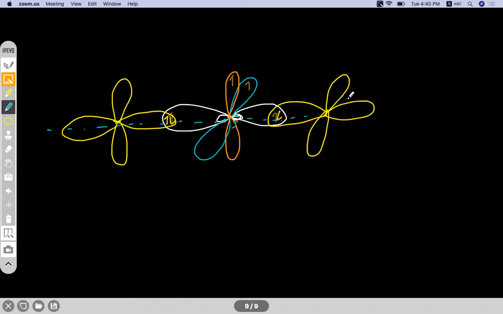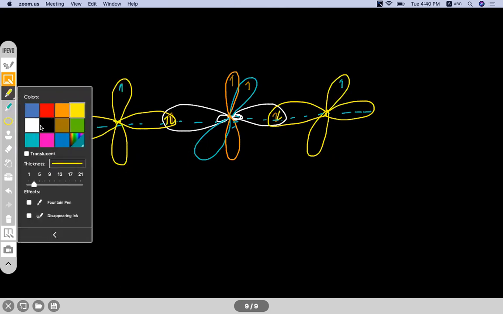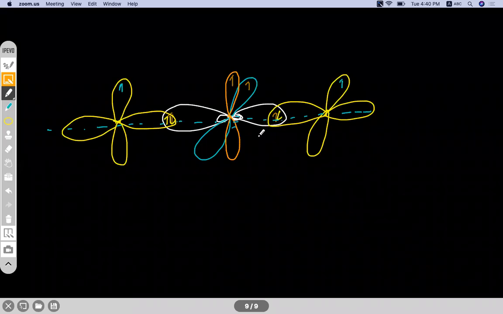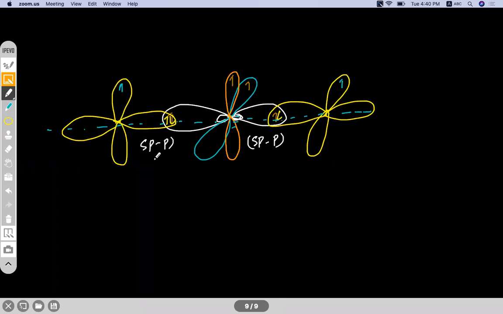Equal electron like this forms sigma here. Now when this forms, one electron this side, one electron this side, when this forms a pi bond between, we have a sigma bond here and this atomic orbital. If you look at the hybridization here, sp and p overlap to form a sigma bond.